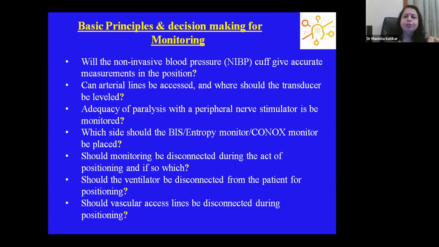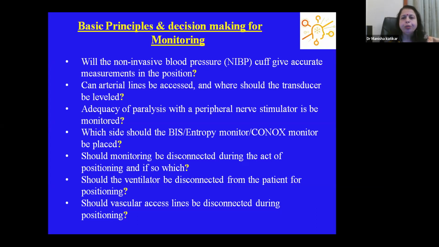Again, after assessment of the patient, you will also have to formulate further points regarding the use of various monitors in the intraoperative period. If the position is prone or park bench, will non-invasive blood pressure monitoring alone give me an accurate reading, or would I like to put an intra-arterial line? If I put an intra-arterial line, at what level should I keep the transducer? Because if the patient is in park bench or a sitting position, the level of the transducer might change, and you need to be prepared for it right from the preoperative period.